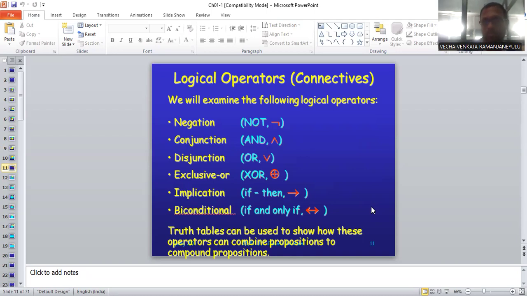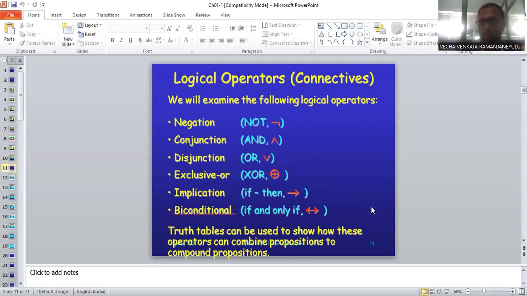We will examine the following logical operators: negation, conjunction, disjunction, exclusive or, implication, and biconditional. These are the logical operators or logical connectives. First, negation. Negation is represented as NOT or a symbol.